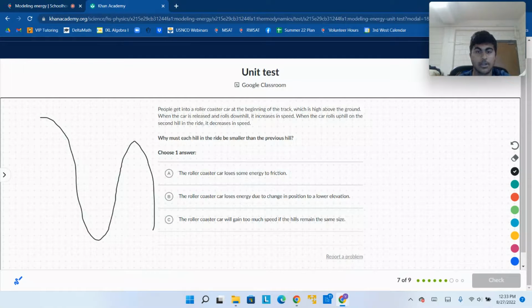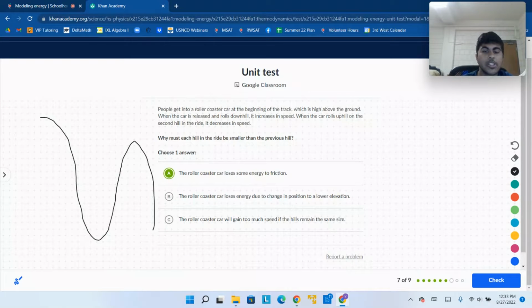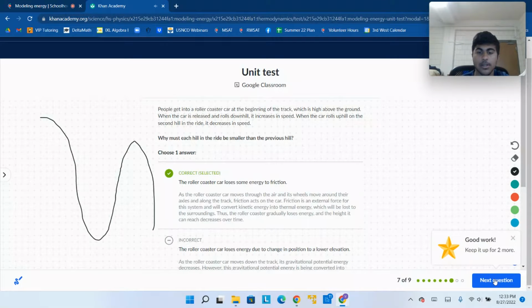You always lose energy to friction, unless they tell you friction is negligible. Otherwise, friction happens. You lose energy. So you're going to need to make the hills smaller and smaller and smaller, so that the amount of energy that the car has left is enough to get over those hills. That's why each hill in the ride must be smaller than the previous hill, because it loses some energy due to friction. All right, so that is our answer, and we can keep going to the next question.